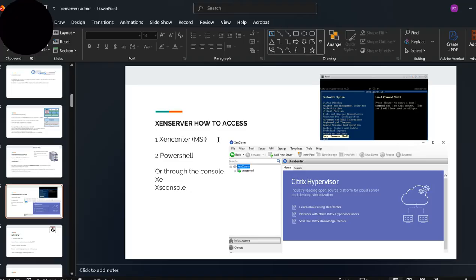So how to access XenServer? You can use XenCenter, PowerShell, or the console, xe console. I'll show you how to download XenServer.